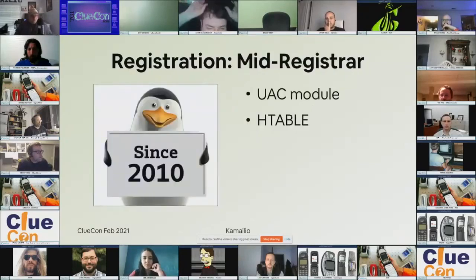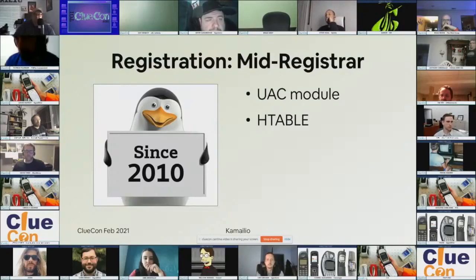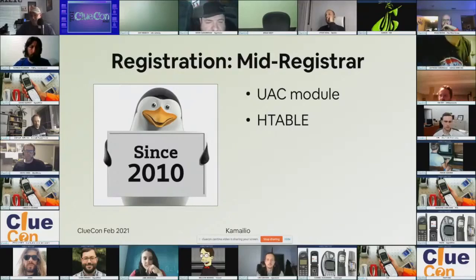Now, mid-registrar is the third way that you would handle most of your registration that you would like to offload to Commonilio. It's been available in Commonilio since 2010. There's a couple of ways of doing it. One is with the UAC module, and the UAC module within Commonilio allows you to send user and password and registration and have those work just pretty much off the bat. Another way is to use HTable. Okay, and you can combine this kind of with the pass-through model, right?